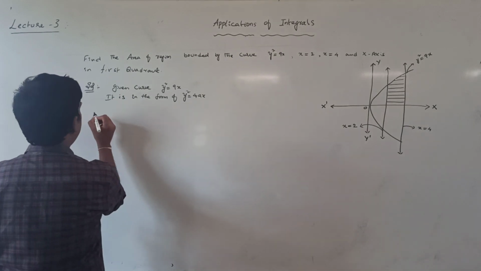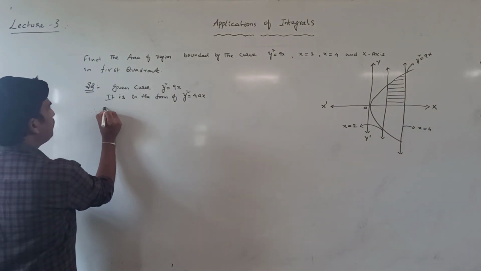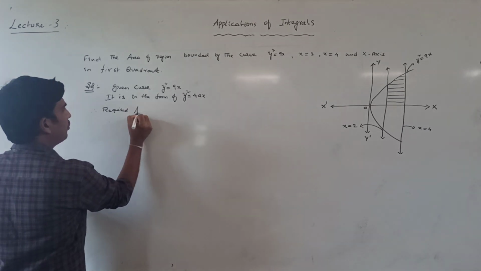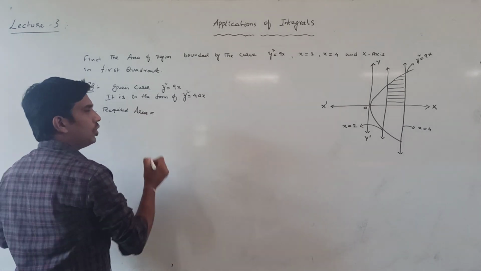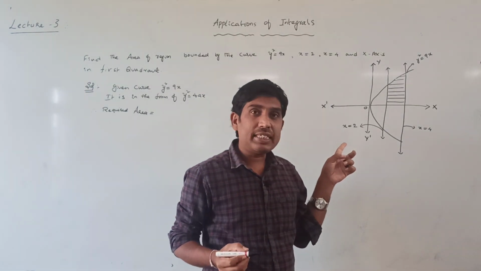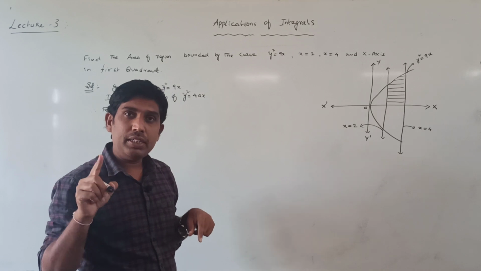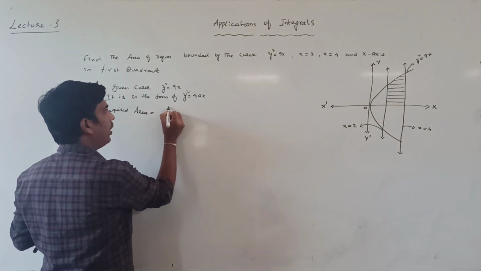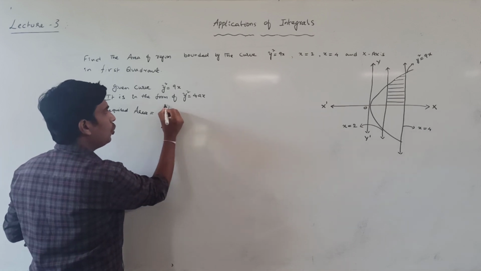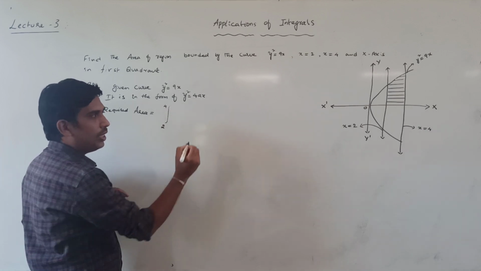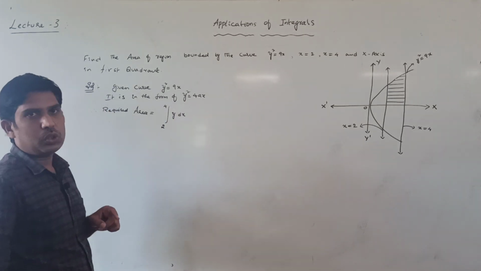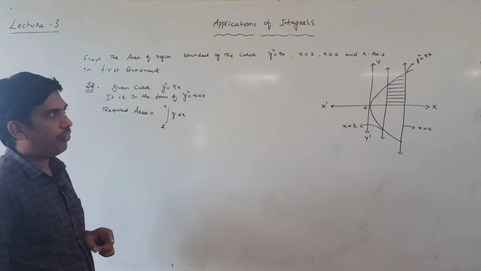Therefore we can write, required area. When the area is bounded with the x-axis, what is the formula? Nothing but y dx. Therefore the required area we have to find out. Limits, where to where do we have to take? 2 to 4 we have to take. So the formula is y dx, so integral 2 to 4 of y dx.